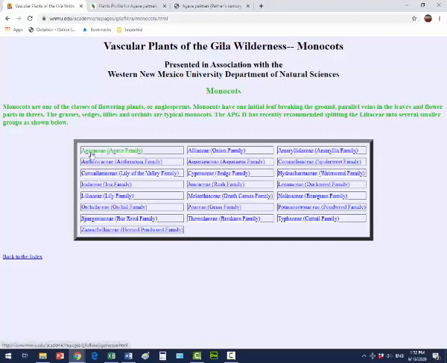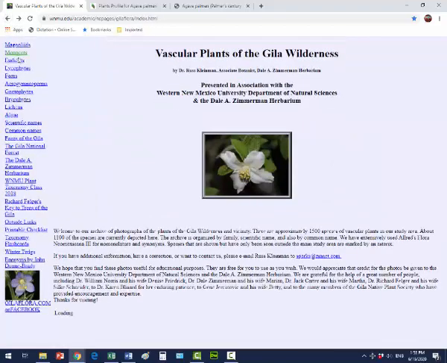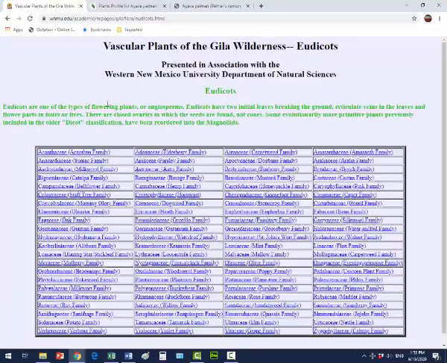Notice here's our agave family, the Agaveaceae. The grass family is a gigantic family, Poaceae. There are some beautiful ornamental grasses. There are many species in the Gila in the Alliaceae, the onion family, etc. Those are the monocots. Let's look at the eudicots.